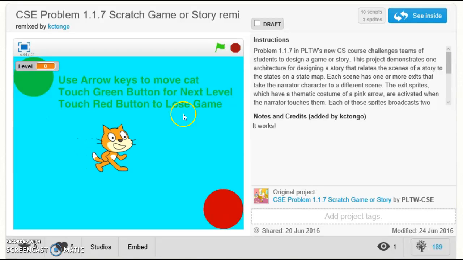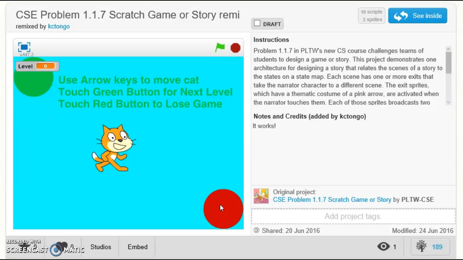There are two other sprites on this board, a green one that is good. The object is to get to the good sprite and touch it. There is a bad sprite that's red, and the object is to not allow it to touch the cat.